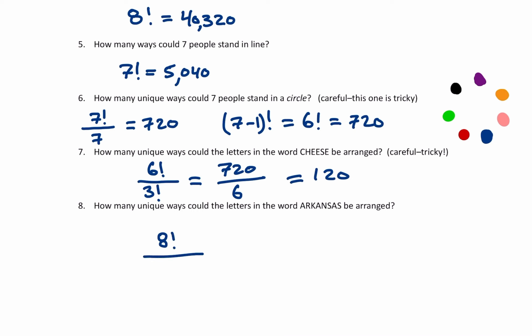Okay, now look at each of the repeats individually. The A repeats 3 times, so I'll put 3 factorial down here. And then my S repeats 2 times, so I'll put 2 factorial. And what we're doing is we're multiplying these together. So in your calculator, if you put that in, you'll get 3,360 as your answer. So when we have multiple repeats, we count up how many each letter repeats, and we multiply those factorials by each other.